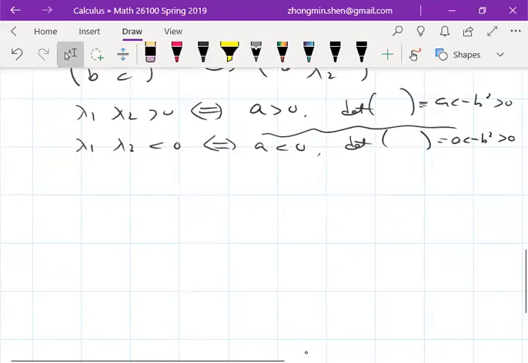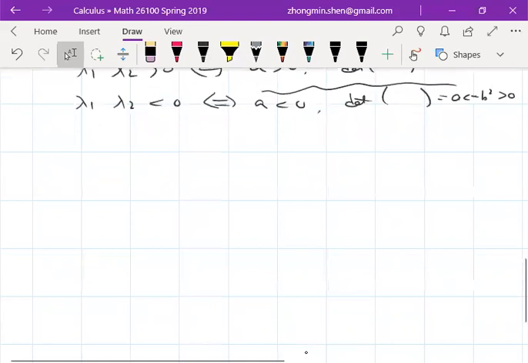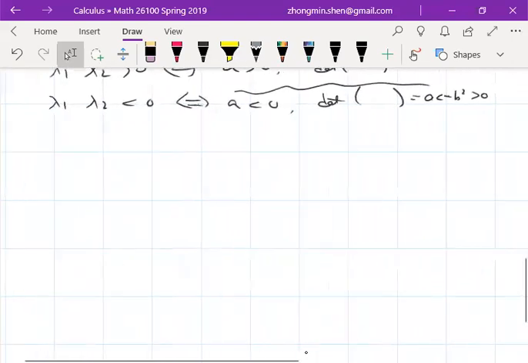For the test, yeah, there will always be 10 problems, and maybe the wording of some problems will be changed a little bit, but in most cases I just change the function, the data given in the problem. You're still going to do the same type of problems.